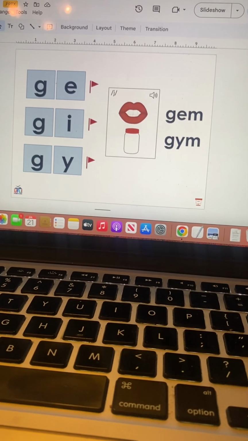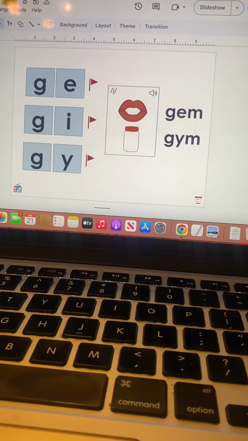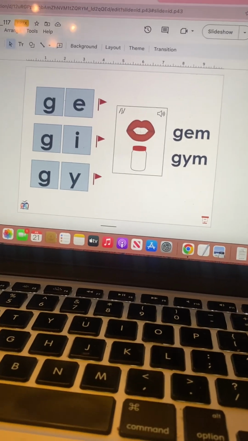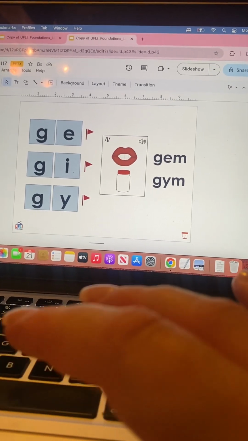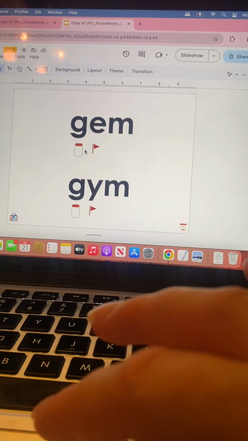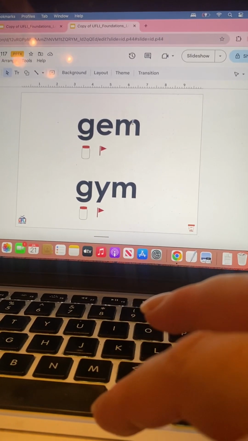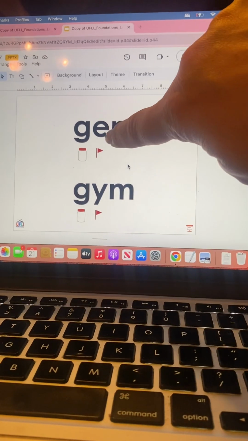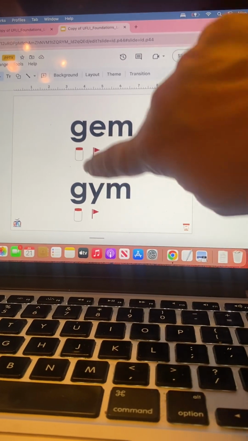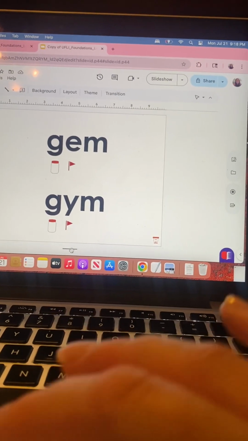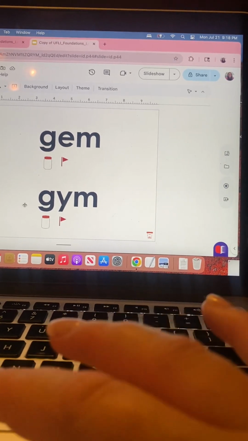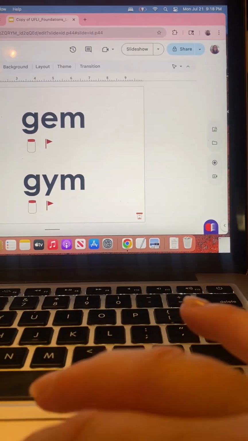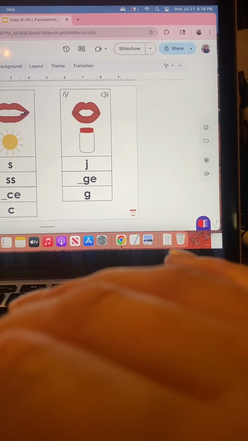Okay. And our articulatory gestures are just how we say our letters. So let's look here again. We're going to say j, j, gem. And then again, j, j, gym. And then these are our signal vowels that signal to our consonants. All right. We're going to do a couple more. Okay.